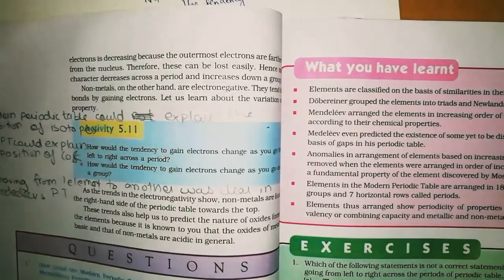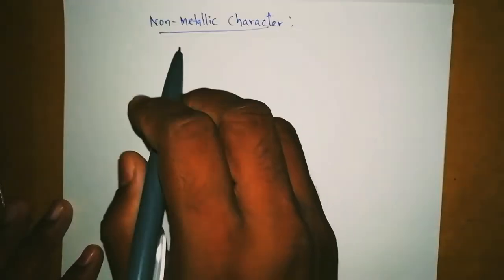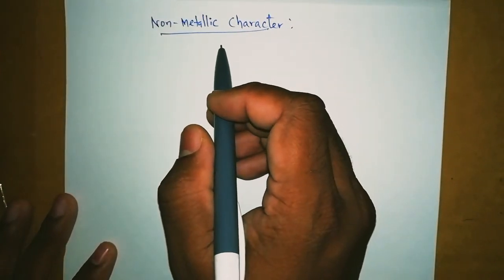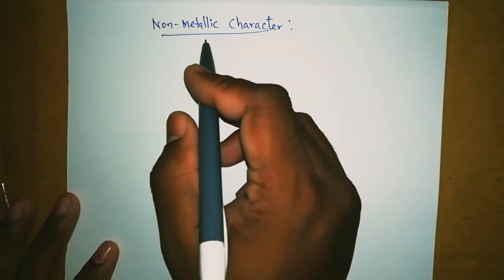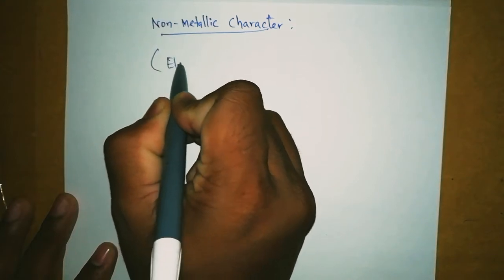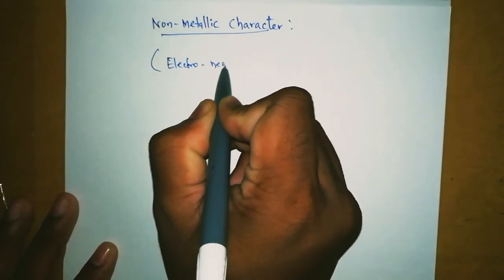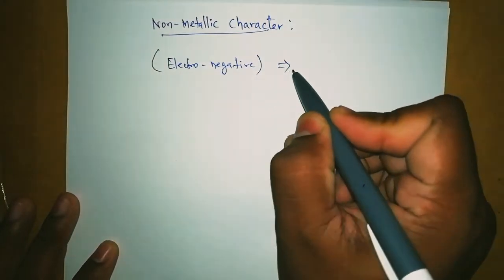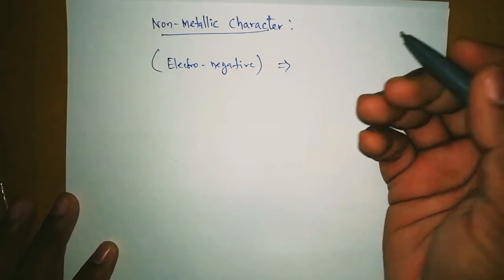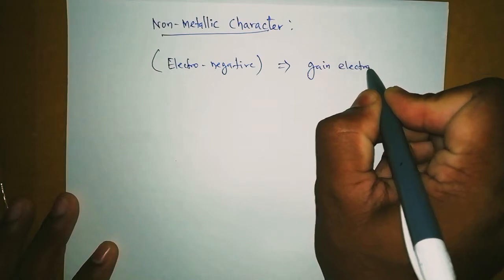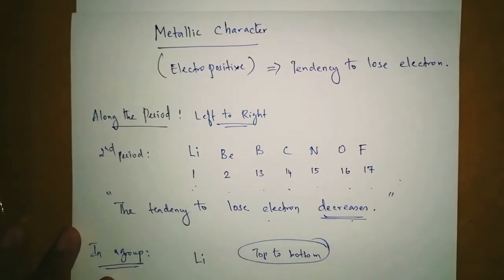Okay, let's move on to the non-metallic character. Metallic character, they are strong electropositive. So the opposite of that is non-metallic character. How do they behave? It is strongly electronegative. What is the meaning of electronegative? Electropositive means they lose electrons, right? Electronegativity, yes, they gain electrons. Am I right? So you can easily compare metallic and non-metallic character.